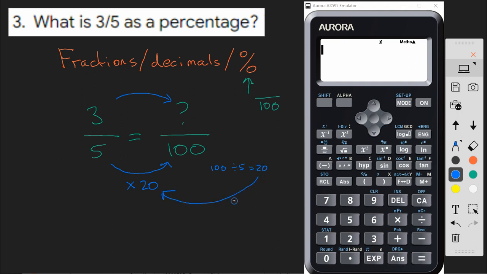So that's where that number is coming from. We have to do the same to the top. 3 times 20 is 60. So our answer is 60 out of 100. 60% is how we want that.